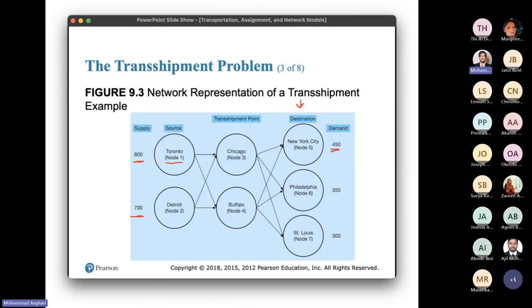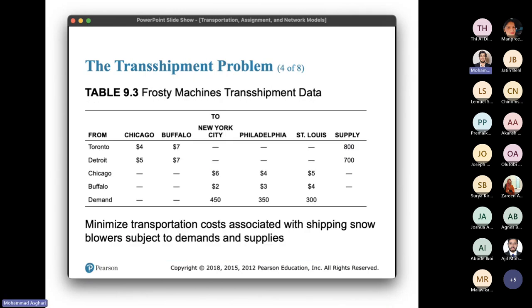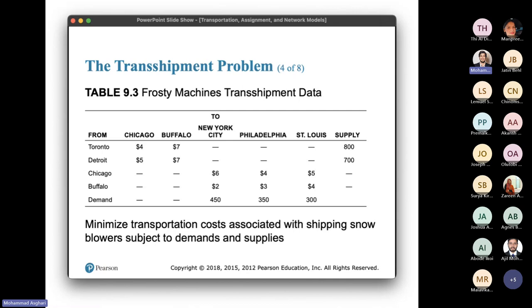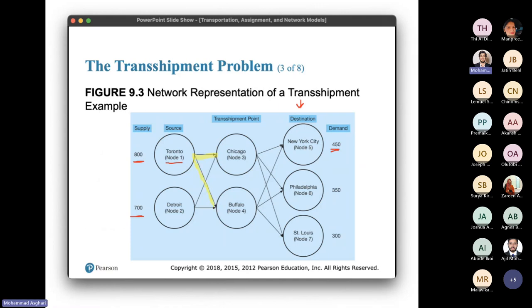After understanding the problem, the first step is to define the decision variable. Before defining the decision variable, let me explain about the cost. If you send something from Toronto to Chicago, it costs us about $4 per unit. But if you send from Toronto to Buffalo, it takes $7. You can write this cost above the arcs if it makes it easier for you.